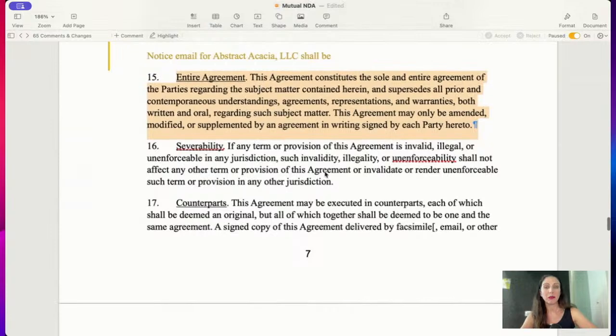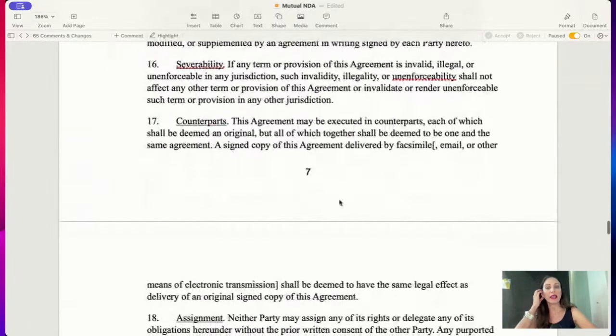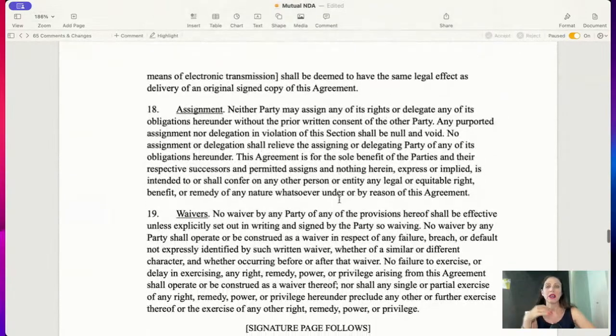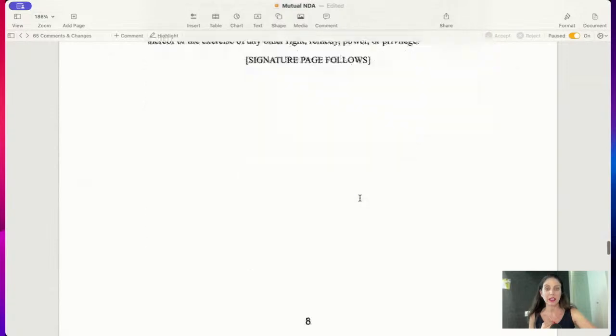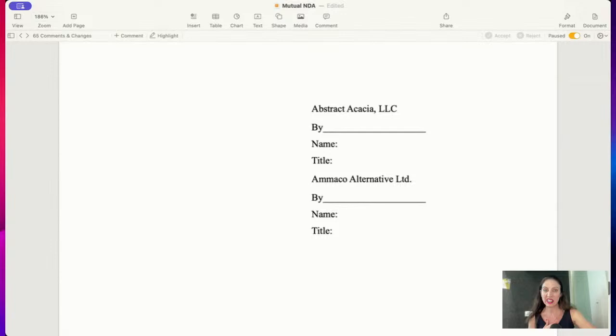Okay, severability, pretty standard. I like that. I love having severability in my contracts. If you don't have it, that's a whole other thing, but definitely like that there. Counterparts agreed. Assignment, nobody may do anything. Yep. Waivers, yep. Signature page that follows. Okay, this is a long one, that should be cleaned up, and there it is.